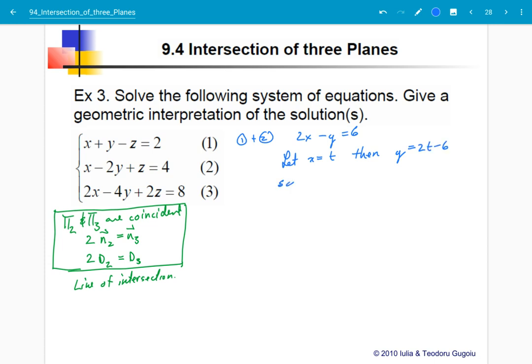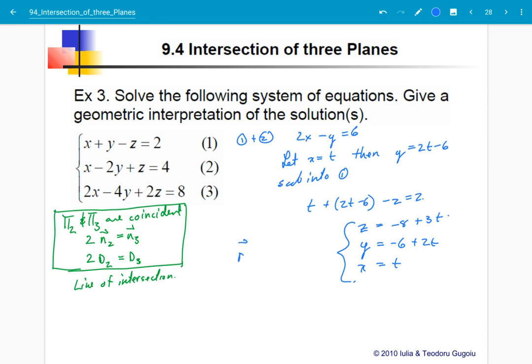I still need z, so I'll sub into equation 1. Go ahead and pause the video and go ahead and do the work. All right. So we substitute into 1. We have t plus 2t minus 6 minus z is equal to 2. So z is equal to negative 8 plus 3t. I'm just going to restate the other parametrics. So there's the parametric equation of the line of intersection in vector form. It doesn't ask us this, but I actually sort of prefer vector form a lot of times because it's just so much more compact, I guess.